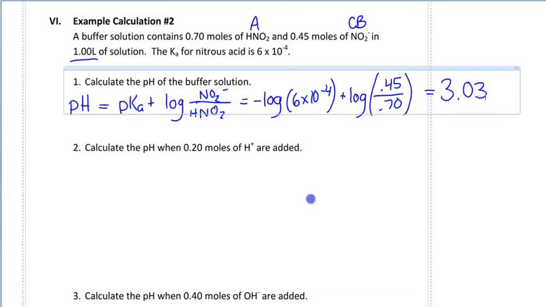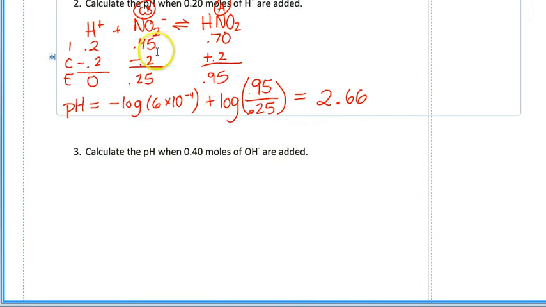Okay, here's the work for the first part, just finding the pH using the Henderson-Hasselbalch. Notice that this one's a little bit lower, more acidic in pH than our previous example. Here's the work for the second part, adding the acid. Notice that it will react with the conjugate base to make the acid. So your change row will be minus 0.2 and plus 0.2. So when you plug that into the Henderson-Hasselbalch, the pH goes down a little bit to 2.66.